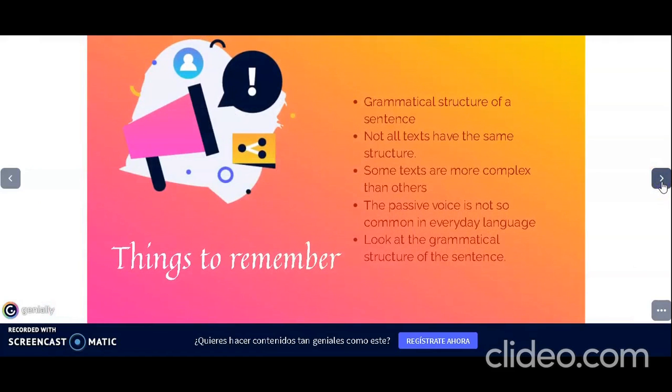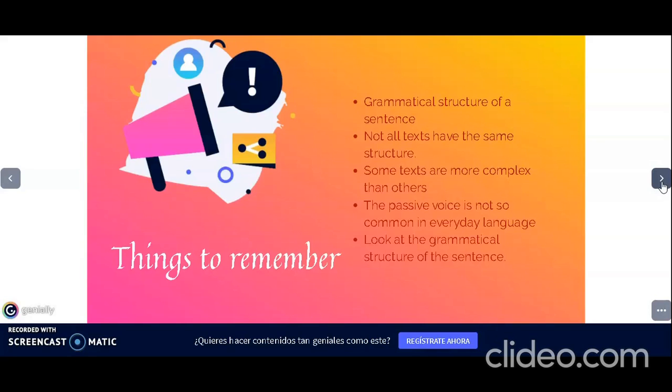Things to remember. 1. When speaking of active and passive voice in English, it refers to the grammatical structure of a sentence. It's the order of its words. 2. When we think about writing a text, there is something that we must take into account. Not all texts have the same structure. 3. Some texts are more complex than others according to their context and objectives. In general, the passive voice serves to highlight the element that receives the action, rather than who performs it.